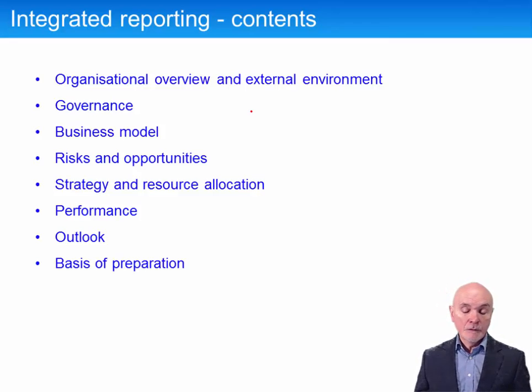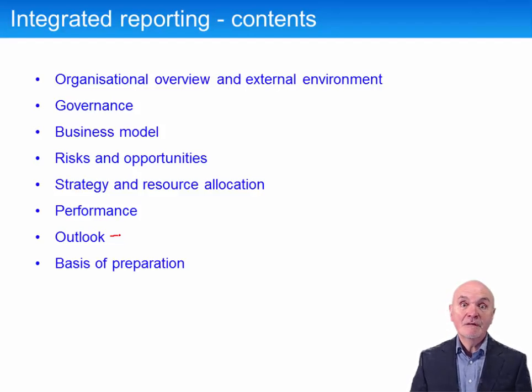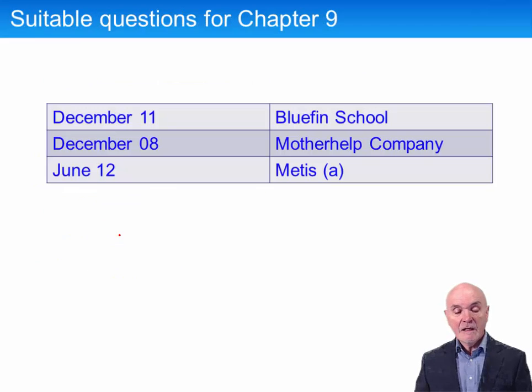And of course, outlook is something which many directors might be a little bit reluctant to say very much about, because when it comes to next year and the outlook, forecasts from last year turn out to be rather optimistic. They're going to have some explaining to do about that year's performance. And finally, the basis of preparation, how we have perhaps got to our budgets, how we've made certain assumptions and the like, where we've got the information from can also be of importance. And finally, we have the suitable questions for Chapter 9.